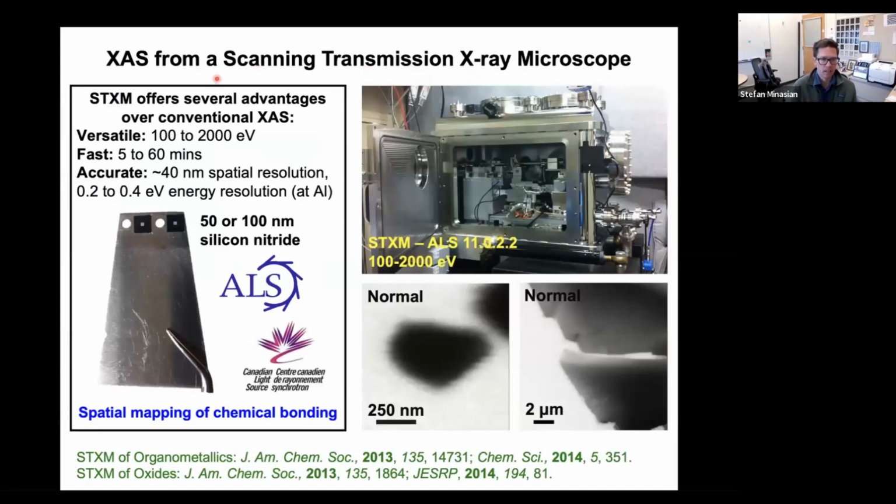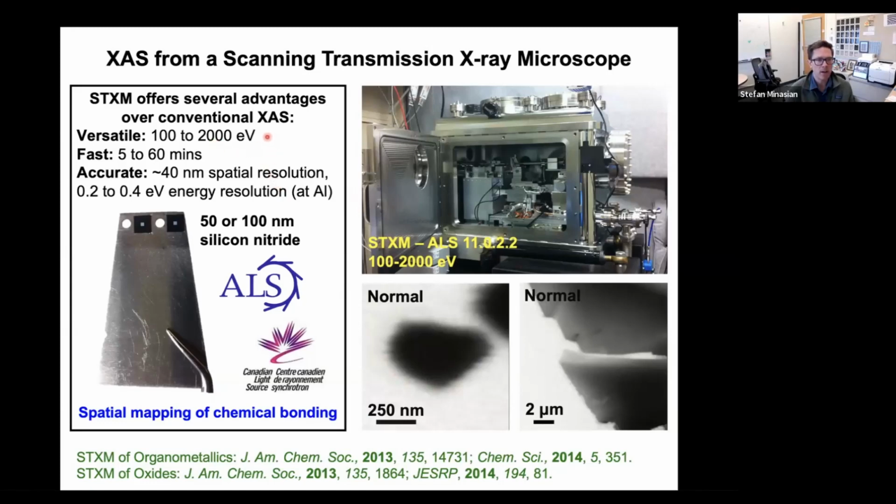That's the scanning transmission X-ray microscope, or STXM. And we have access to a few of those. I'm showing here a picture of the one on beamline 11.0.2 at the Advanced Light Source. This technique is really advantageous for quantitative studies because it allows you to take measurements in transmission mode from very small, very thin particles. And so you can avoid a lot of the problems with things like self-absorption or saturation that you might encounter using more traditional detection methods.